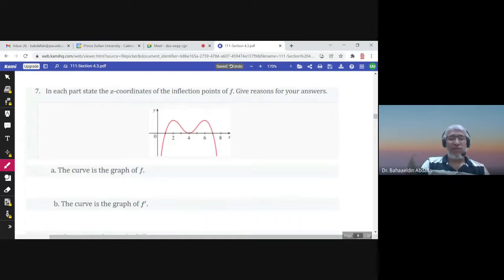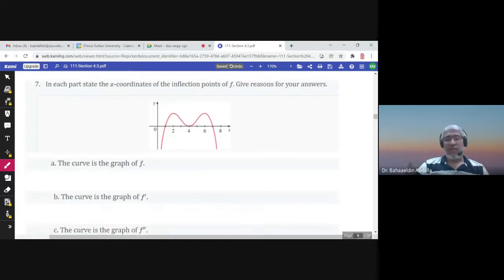So let us see this example, and please be careful here. It says, in each part state the x-coordinates of the inflection points of f. Give reasons for your answers. So we need to find the inflection points. In part A, the curve is the graph of f. Well, when do we have inflection points? When the graph changes concavity.